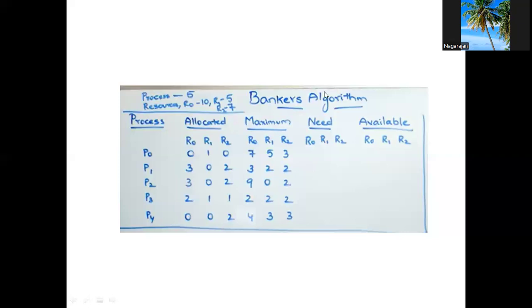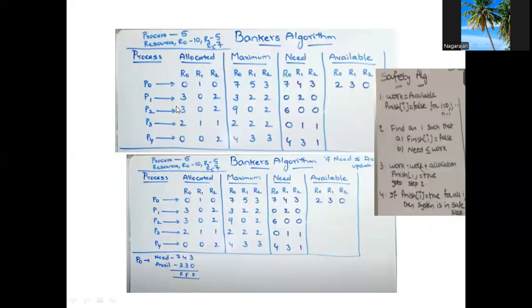So for this one the defaults are given, and the need and available are to be found. We are going to find everything step by step. Let's continue with the sum. Now we have to find the available. How can I find it? Here we can see the allocated resources: the total allocated to the processes. For R0, that is 3 plus 3 plus 2, which is 7 allocated.